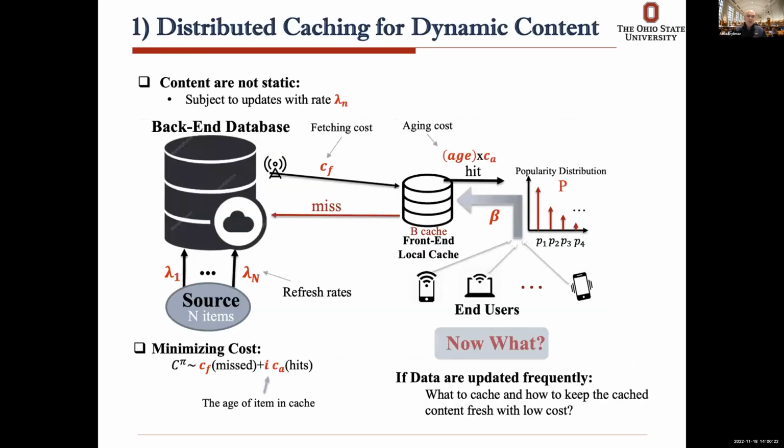So the first dimension is again the content being dynamic. Just to give you the picture here, we've got this source side backend database. There are n items, let's say, and they are being refreshed. The items' content is being refreshed over time with different rates possibly. And there's a fetching cost of sending that content to an edge cache in its simplest form. That edge cache is receiving demands from users according to some general popularity distribution.